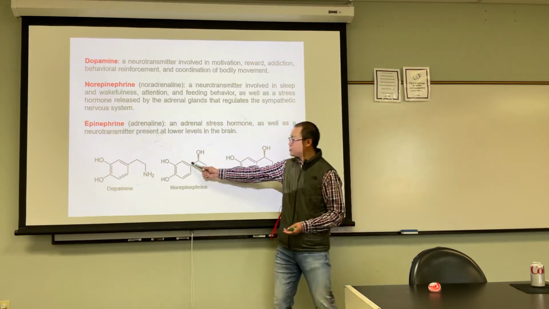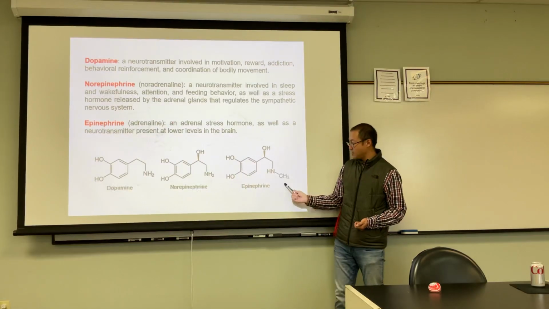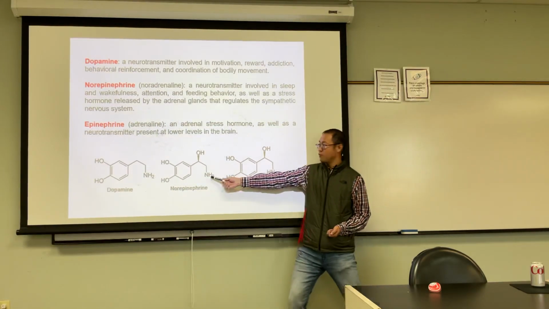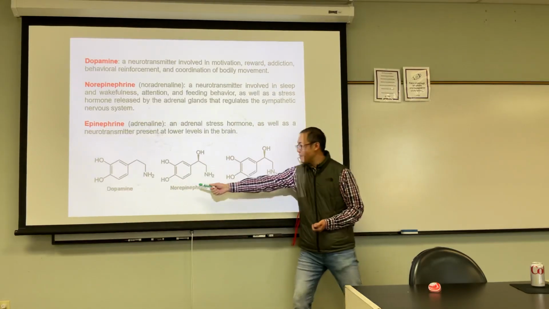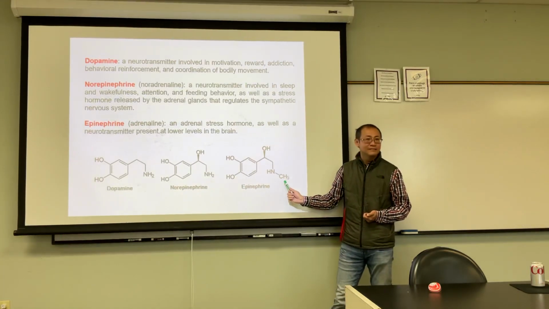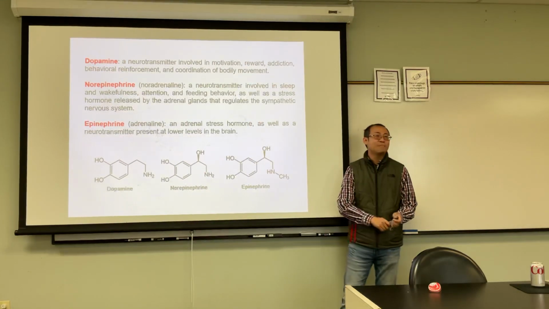Okay, if you put OH on the dopamine, you get norepinephrine. If you put a methyl on the end of norepinephrine, you get what? Epinephrine. The difference between norepinephrine and epinephrine is what? That methyl group. That's why it's called norepinephrine, it is missing that methyl group.